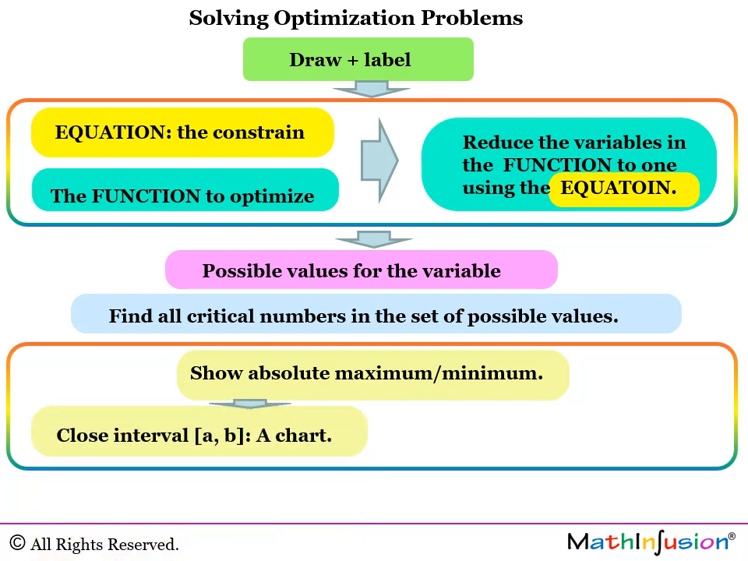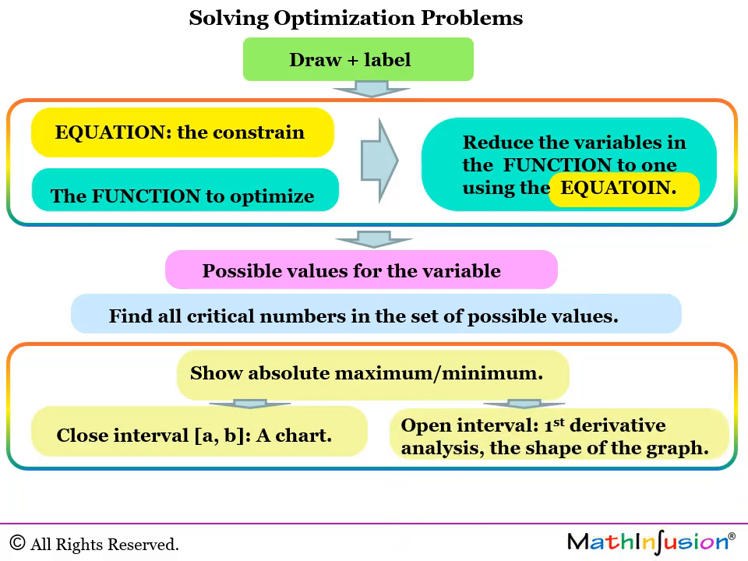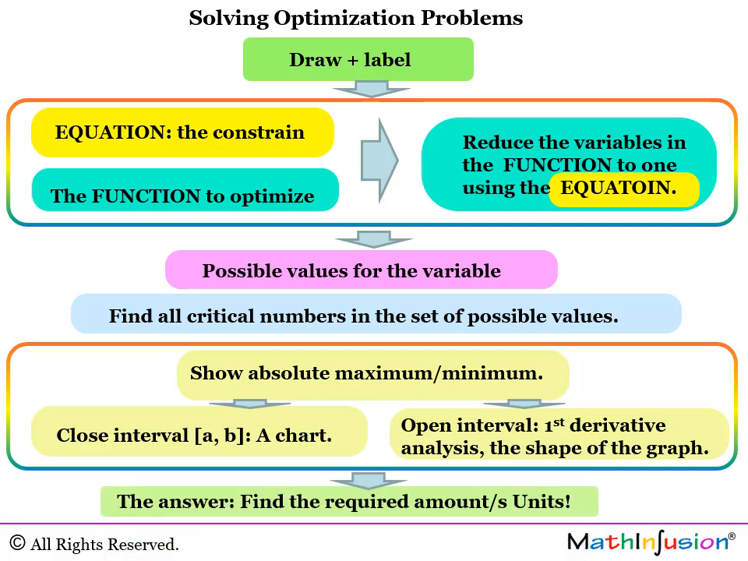If it's a closed interval, it's easy. We're just going to do a chart. And I recall in the chart, we are going to have all critical numbers and the endpoints a and b. If it's an open interval, we are going to do the first derivative test and show the shape of the graph. And please recall, those are word problems. So the answer has to be using units if there are units in the problem. And also, you always want to reread the problem to see that indeed you answered what was asked for you to find.